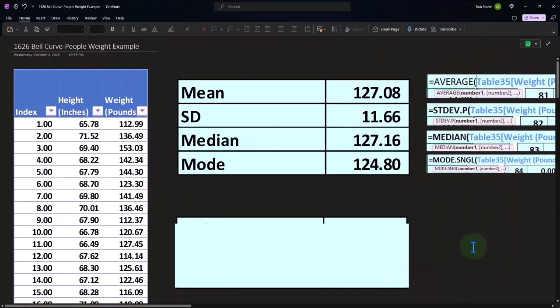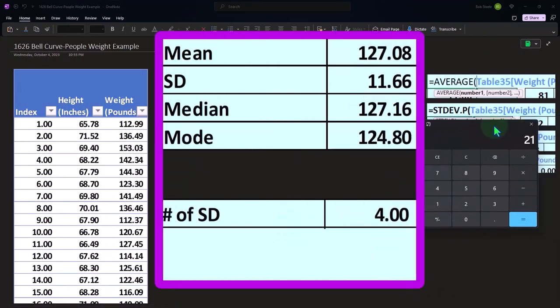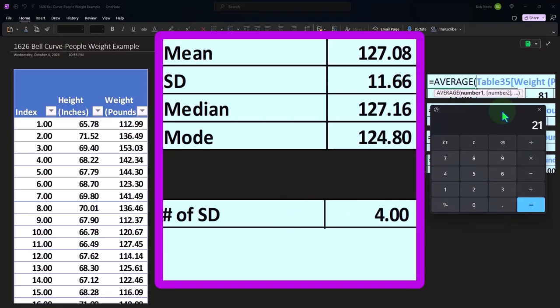Well, we know that if we go 4 standard deviations, that's going to take the vast, vast majority, almost 100%, of the data. Even though the bell curve in theory goes on forever on the tails, the vast majority of the data will be in there. So we're going to say, let's do the 4 standard deviations, which is what we've done in the past.